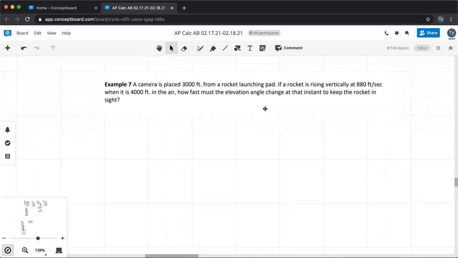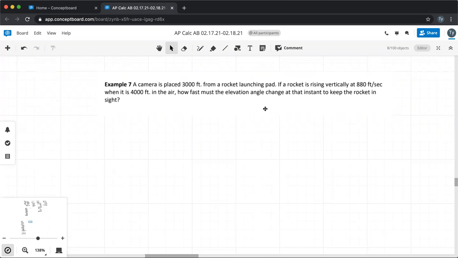I just wanted to make a video going through example 7 on your note sheets for the related rates notes because we didn't get to it in class. We did number 6, which had the same setup, but let's do a quick review of that setup.